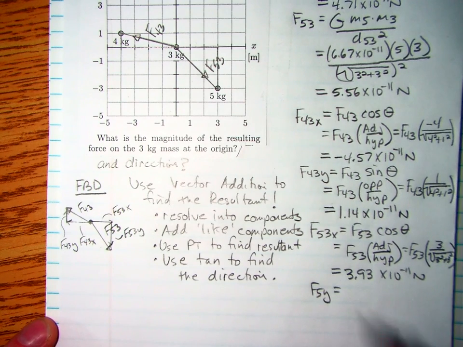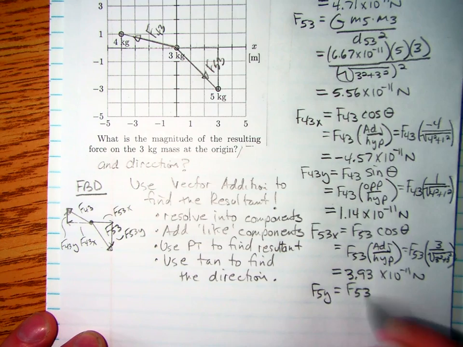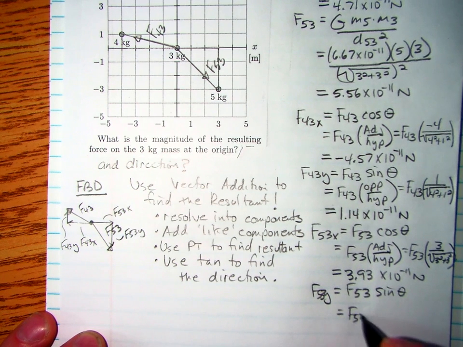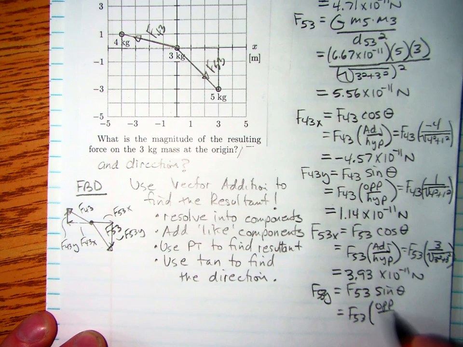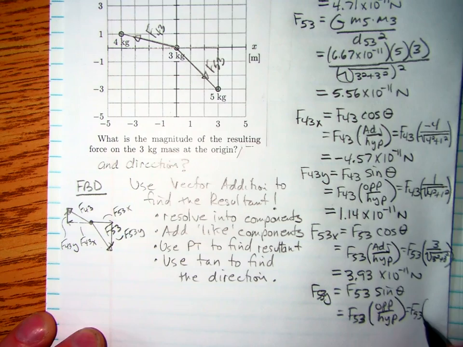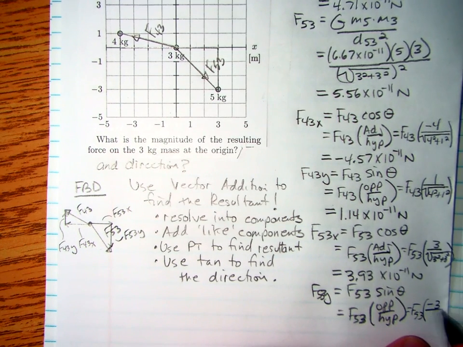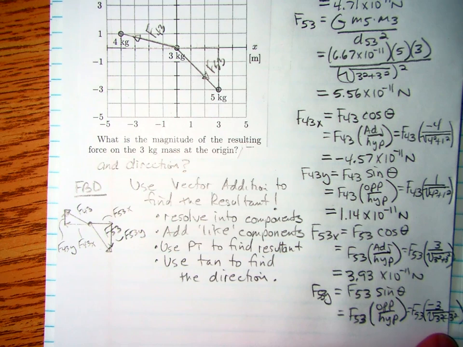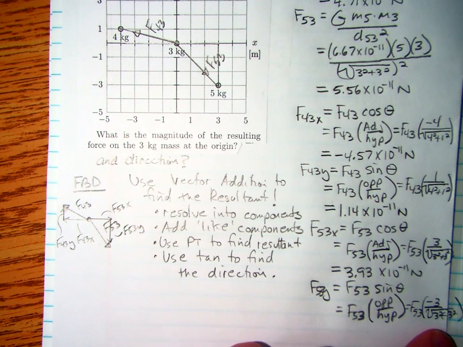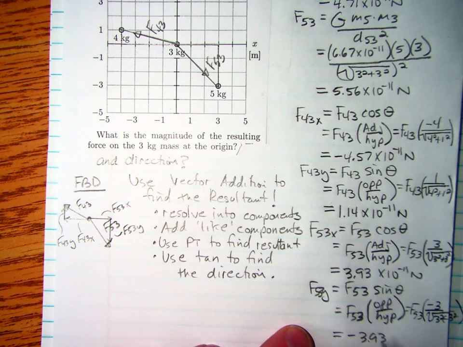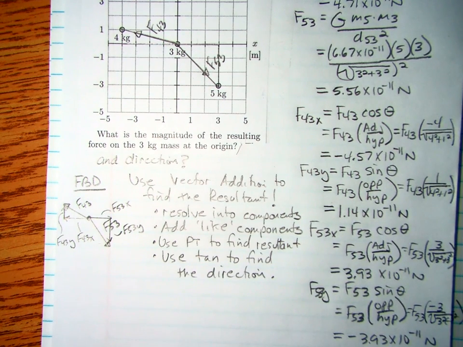F53y is found in a similar fashion. F53 times the sine of the angle. It's also equal to F53 times the opposite over the hypotenuse. And that's equal to F53 times minus 3 divided by the square root of 3 squared plus 3 squared. Okay, same distance, same hypotenuse. And that turns out to be minus 3.93 times 10 to the minus 11 newtons. Okay, we're almost done.